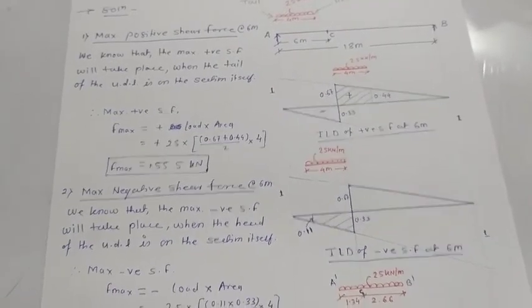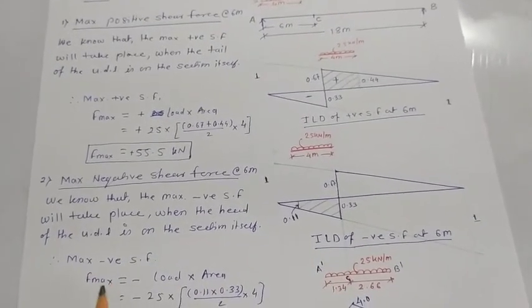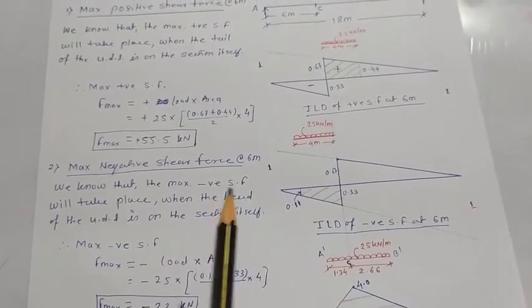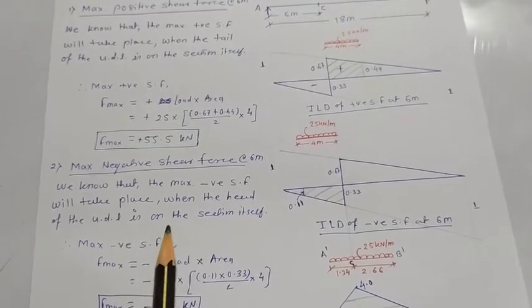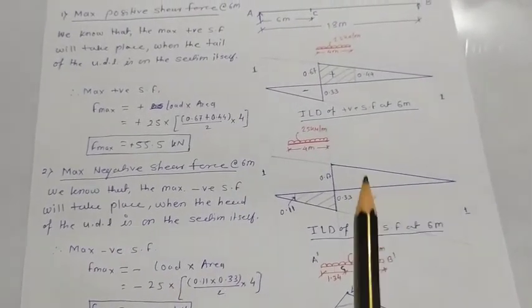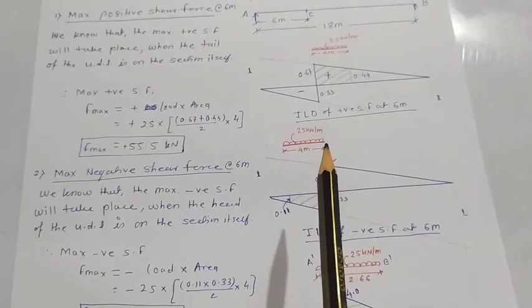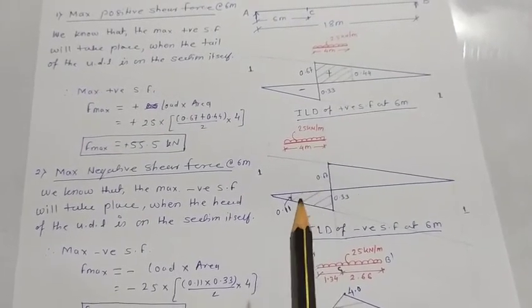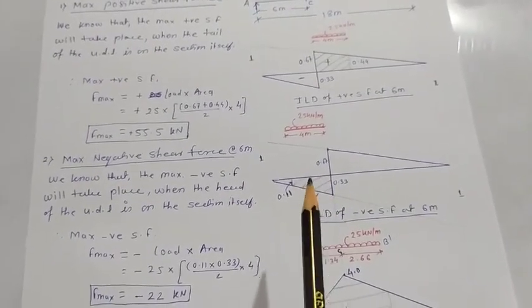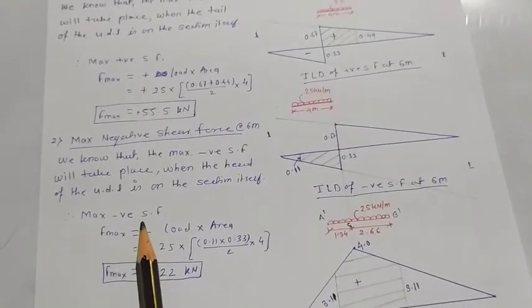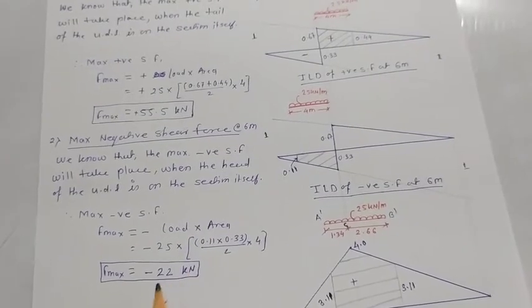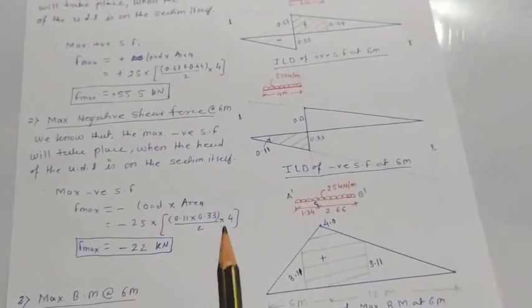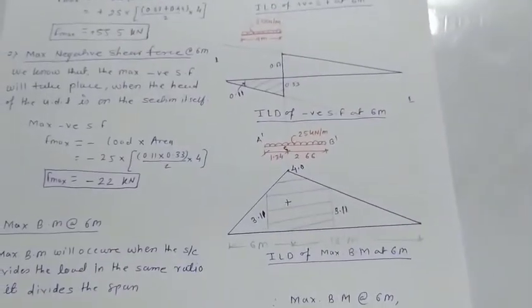Similarly, maximum negative shear force at 6 meter. So, we know that the maximum negative shear force will take place when the head of the UDL is on this section itself. If I place the head of the UDL on the section, then you will get maximum negative shear force. Okay. So, maximum negative shear force is nothing but load into area, just put all the values, you will get the maximum negative shear force. Okay. Now, we have to find out the maximum bending moment.